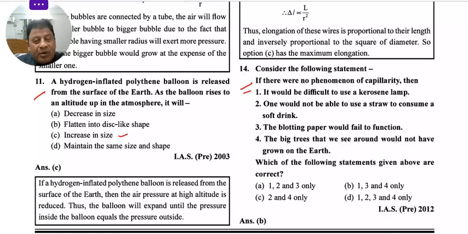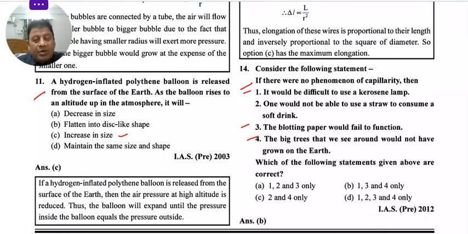Next, the blotting paper would fail to function. This is right. The big trees that we see around would not have grown on the earth. This is also right. So this response, one would not be able to use a straw to consume a soft drink, is also right.